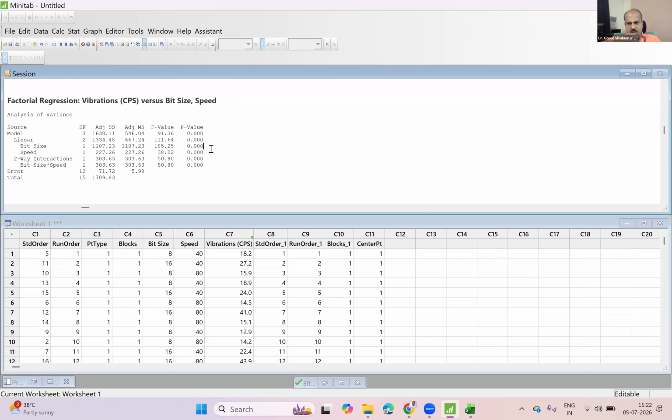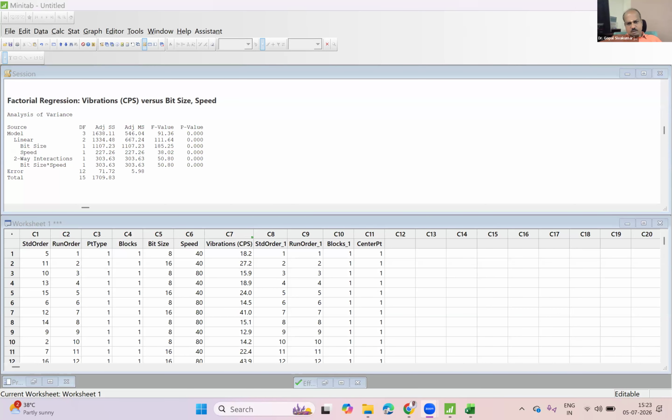That is my question. Come on, all of you speak out. If p-value is less than 0.05, the factor is significant or not? If significant, type Significant, yes. Maybe all of you can now type. Please type whatever I'm telling.